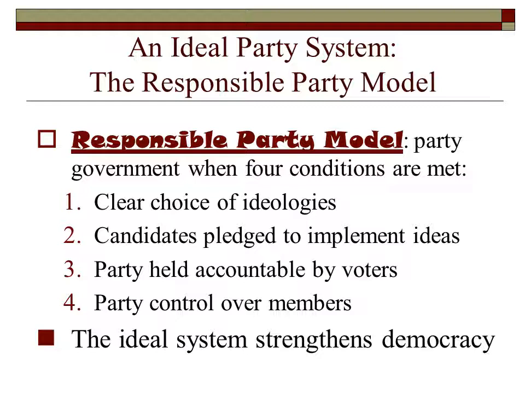Number 2, candidates are pledged to implement the ideas. So you know what the ideas are, and you know that if you vote for a particular candidate, that idea is going to be implemented because that candidate actually pledges to do so. Number 3, the party is held accountable by the voters. So in other words, if 1 or 2 gets messed up, that party will not be voted for anymore because that's not what the voters want. The voters want clear choice, they want clarity, they want choice, and they want the candidates to follow through with what they said they were going to do.